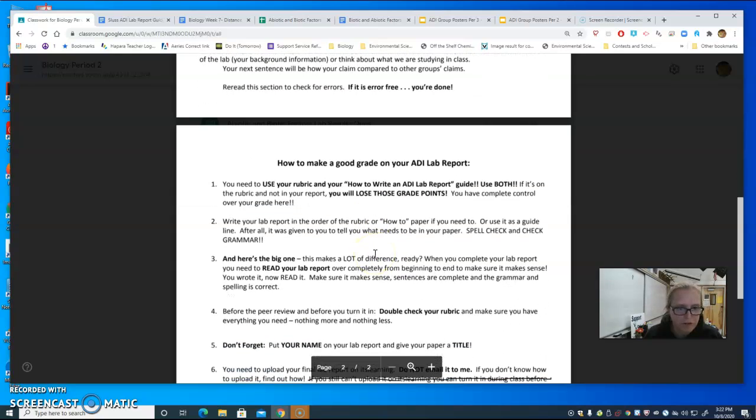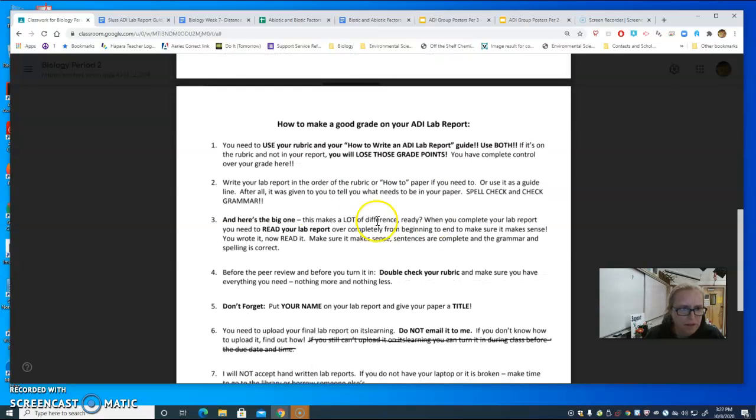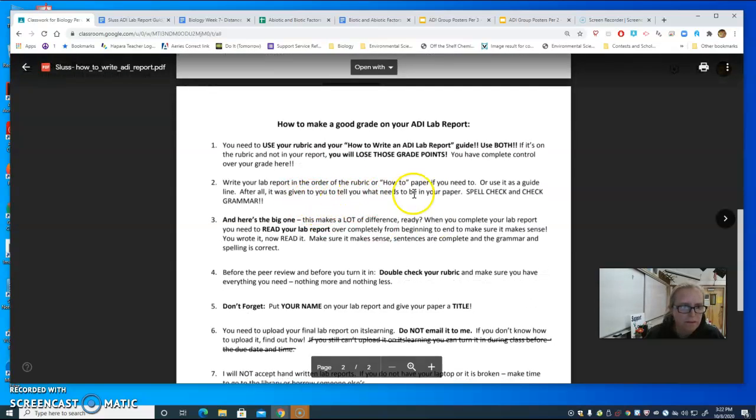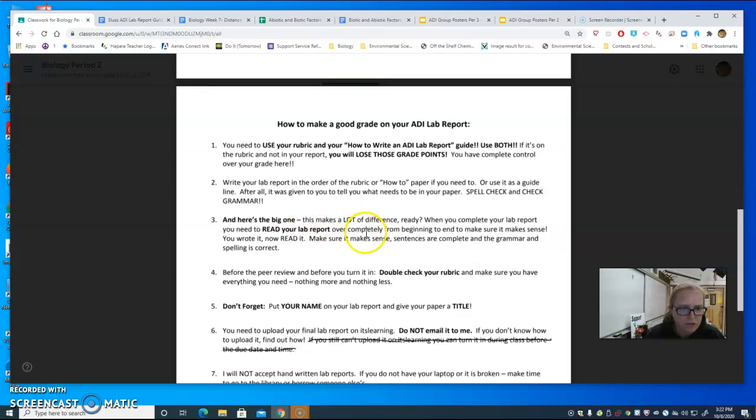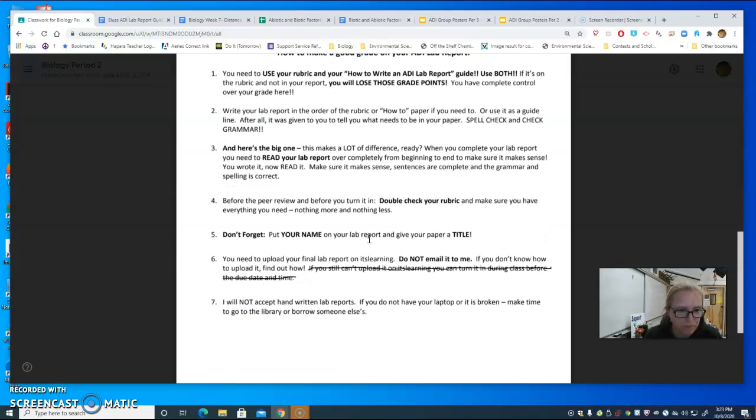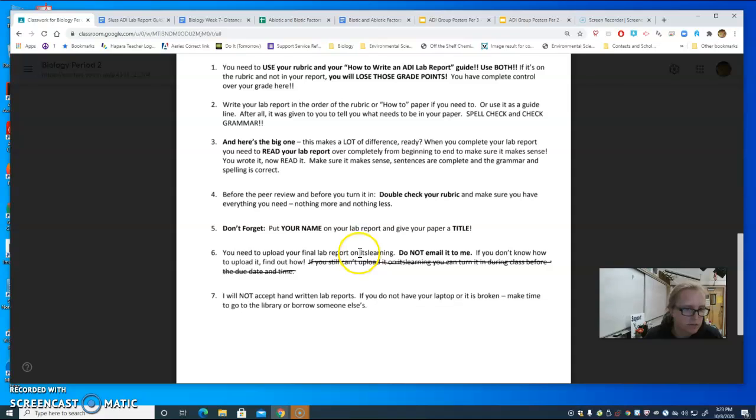I have the rubric attached as well, but you will be getting to know that intimately next week, so don't worry about that. I should have crossed that out. And then read your lab report over to make sure it makes sense. Double check the rubric, which is attached, but this will be more important when you turn in the final. And then turn it in, not to It's Learning, but to Google. I missed that one when I crossed it out.